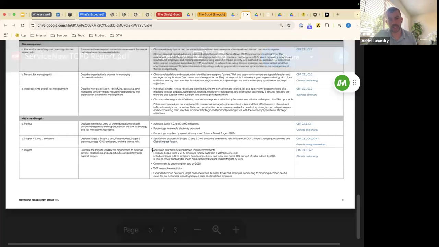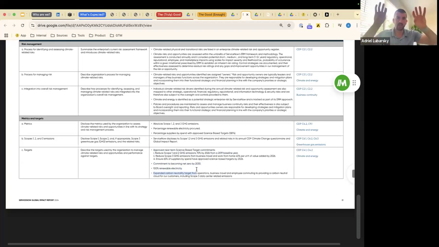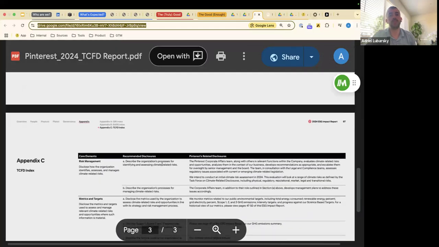And then in this section C, they talk about the targets. They have these science-based targets. They have this commitment to be net zero. They have a goal of being 100% renewable energy. They have this carbon neutrality target. So they did a good job here of saying, here's our targets, these three things, just a target, no numbers. Here's our metric, just these three things, just the metric, no numbers. And then here's the target. Here's what we're actually trying to reach.